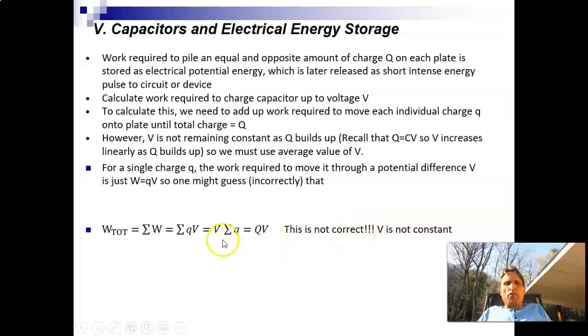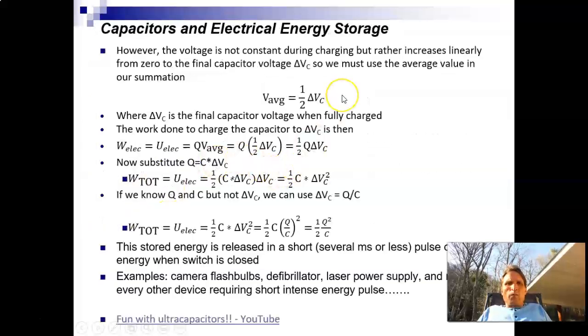And that's because the voltage is not constant. As we're adding more and more charge to the plates, the voltage becomes bigger, and it takes more and more work to move each successive charge over from the negative to the positive. Okay, so strictly speaking, we would do an integral to calculate this, but we're going to do something equivalent, which involves a little less math and gives the same result.